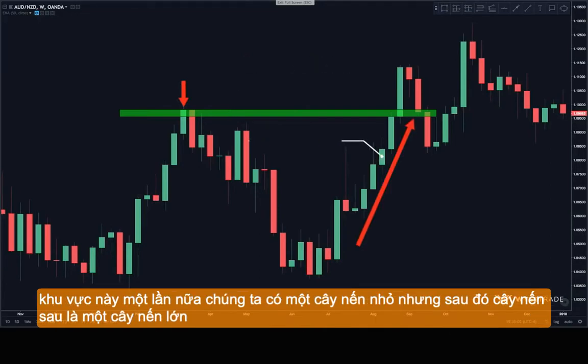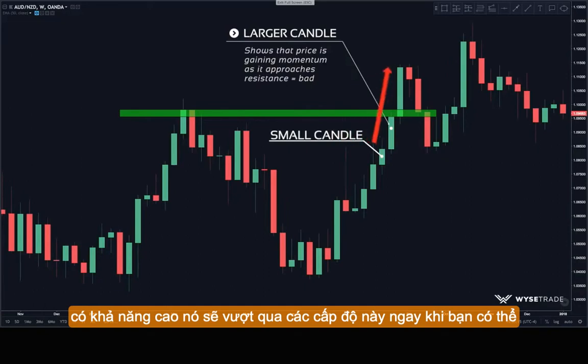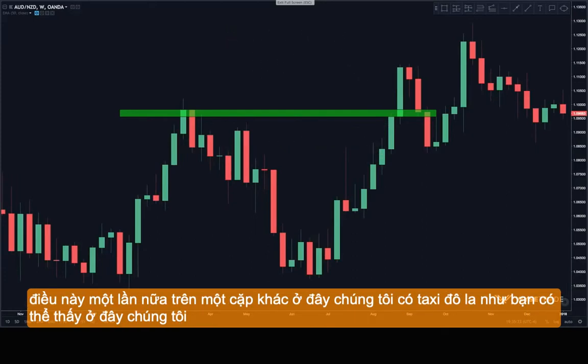We have a small candle, but then the following candle is a large candle, which shows a gain of momentum. You do not want to see momentum gaining as it approaches these key levels, because if price doesn't slow down, there's a high chance it will break right through these levels. As you can see, there was no price action that signaled a reversal. So I'll show you this again on another pair.